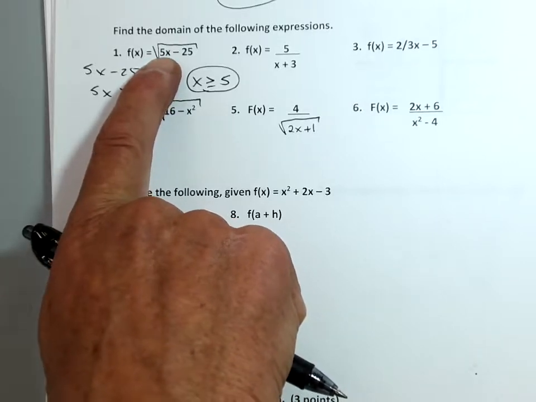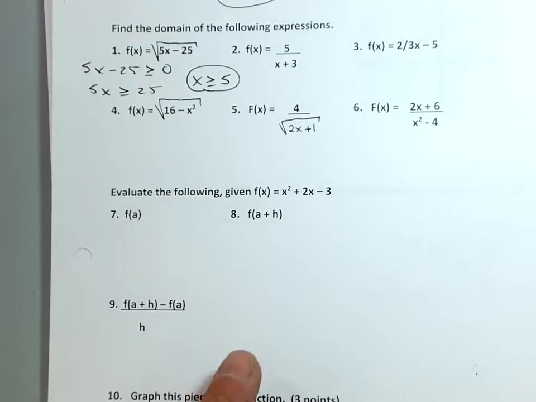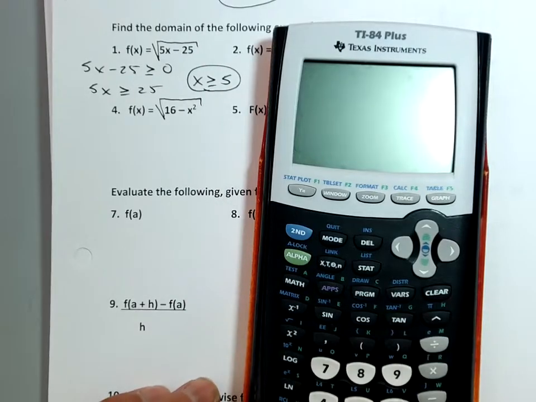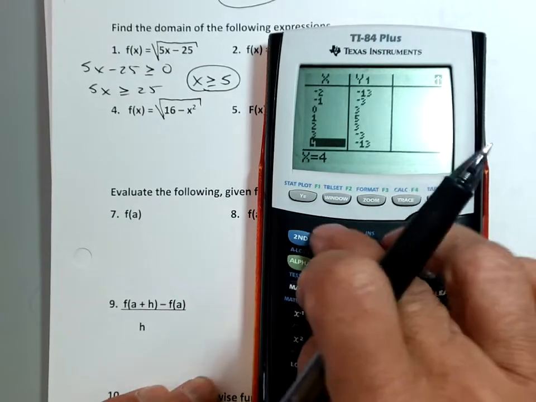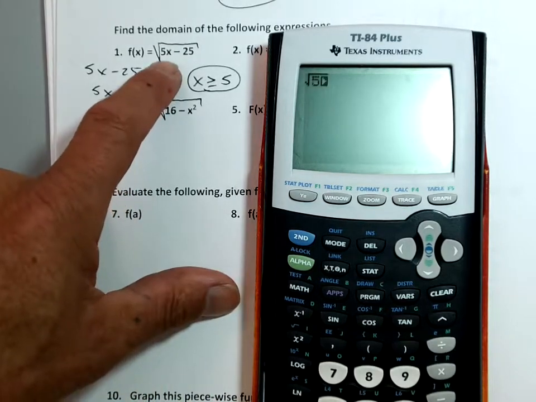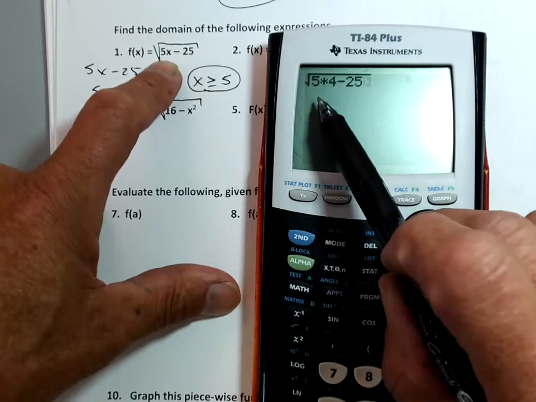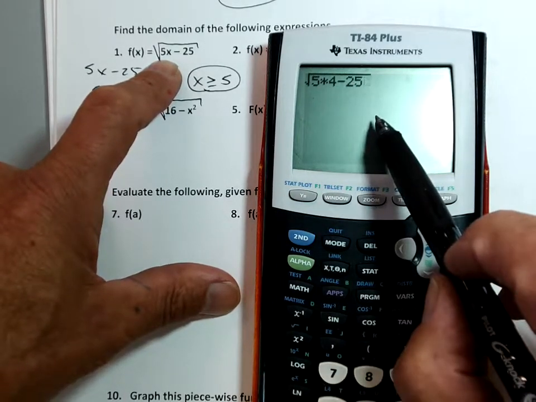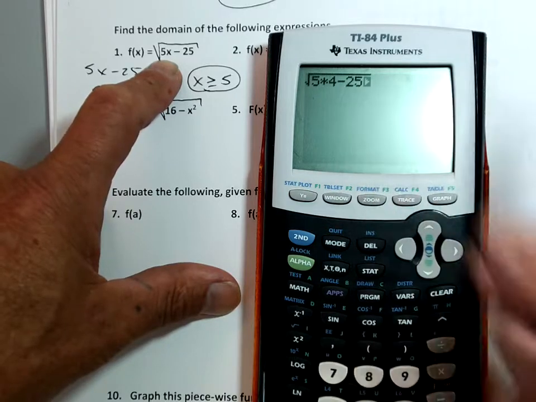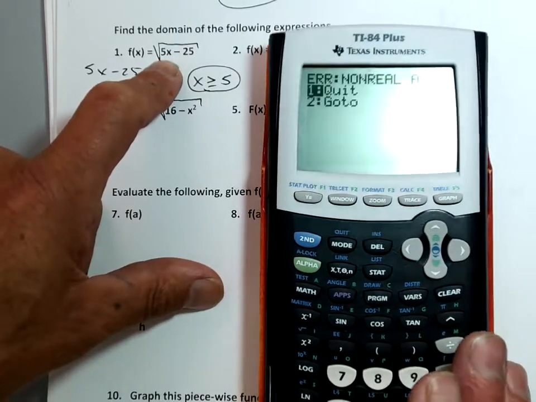Sydney, please ask. Why can't you plug in 4? Great question. Let's just check it out. Square root of 5 times 4 minus 25. Now I'm going to get 20 minus 25, which is a negative. And you can't have negatives. No, I can't take square roots of negative numbers. Can we use a calculator? Sure.